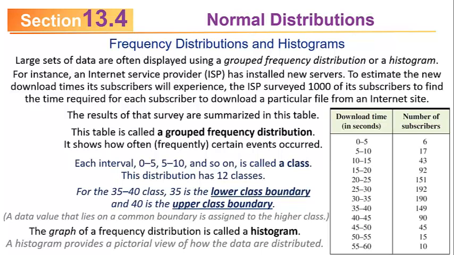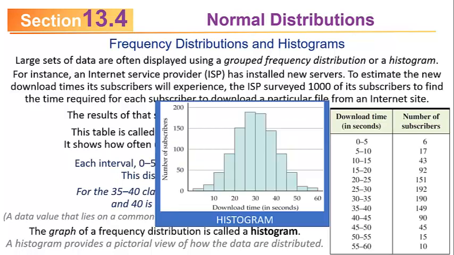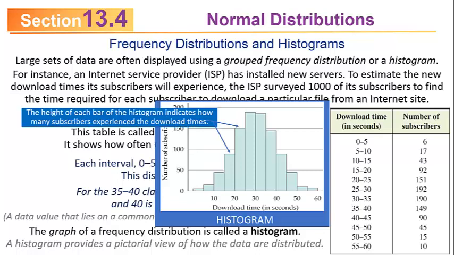The graph of a frequency distribution is called a histogram. So if you want a more visual look at this data, you can do this. You basically put bars to represent the number of subscribers. So the heights of the bars tell you how many subscribers experience that particular download time. That's called a histogram.